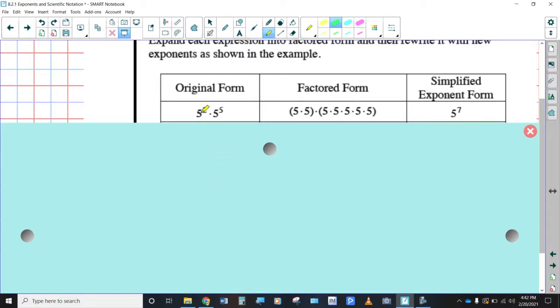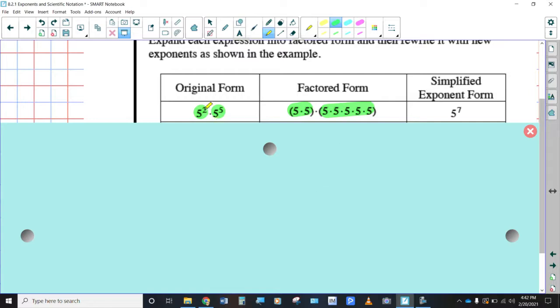So you got this expression, 5 to the 2nd power, and this expression, 5 to the 5th power. Well, what do each one of those mean? Well, 5 to the 2nd power literally means 5 times 5. And 5 to the 5th power literally means 5 times 5 times 5 times 5 times 5.